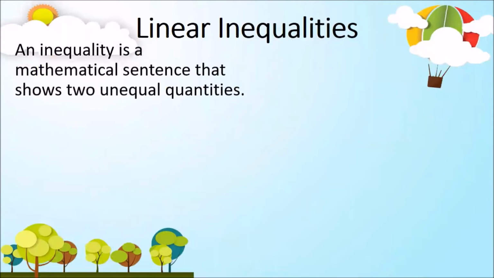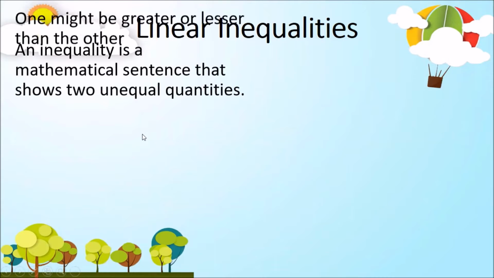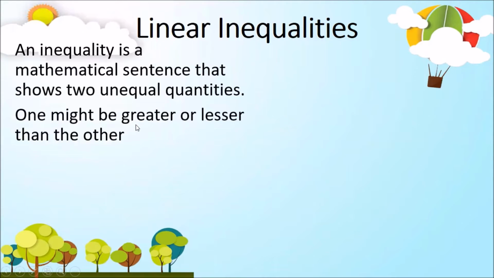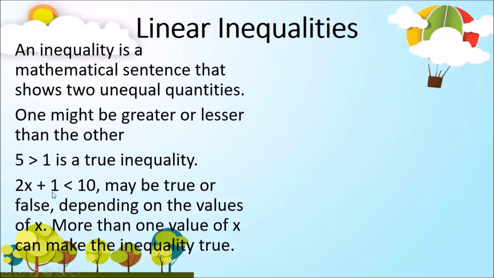A linear inequality is a mathematical sentence that shows unequal quantities. So one might be greater or lesser than the other. So 5 is greater than 1 is a true inequality because 5 is bigger or larger than 1. 2x plus 1 less than 10 may be true or false depending on the values of x. More than one value of x can make the inequality true.